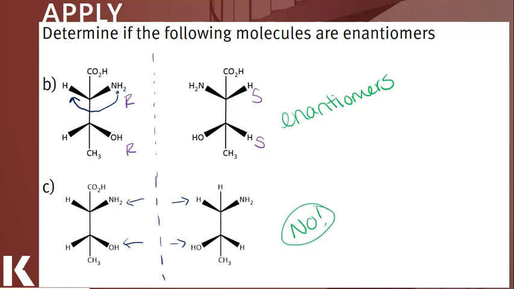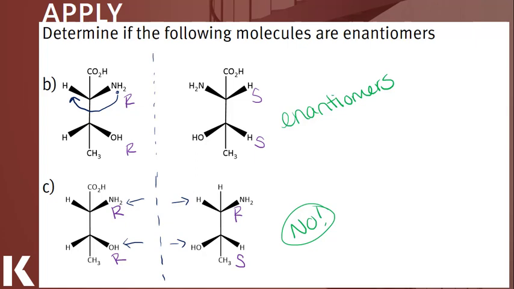And again, if we went through and found the RS designations, what we would find is that in the molecule on the left, the top chiral carbon is R and the bottom chiral carbon is R. And the molecule on the right, the top is R and the bottom is S. Since they do not differ at all chiral centers, they are not enantiomers.